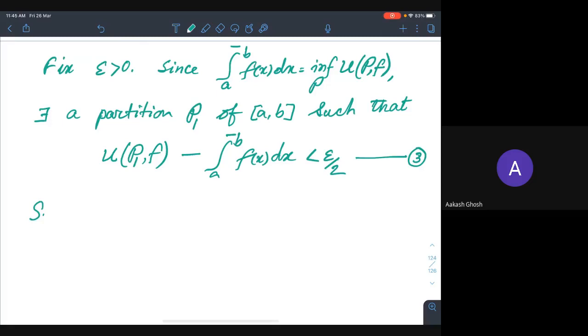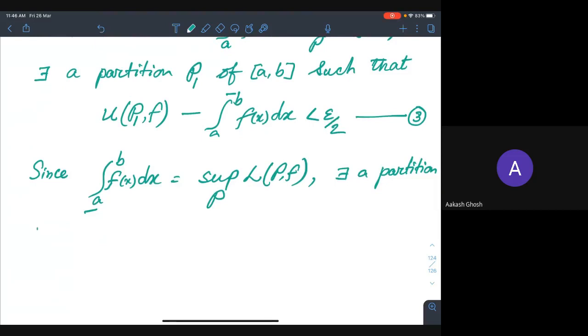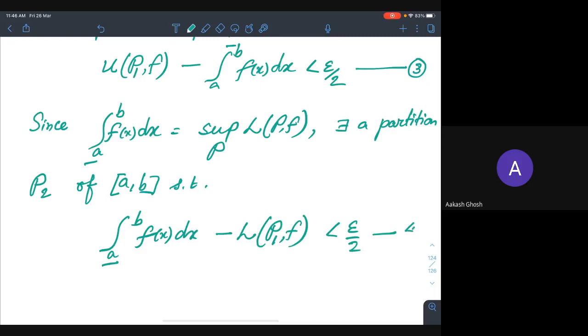And similarly, since the lower integral is the supremum over all partitions of the lower sum of f with respect to P, there exists a partition P2 of [a,b] such that the lower integral minus the lower sum with respect to P2 of f is less than epsilon by 2. Alright?